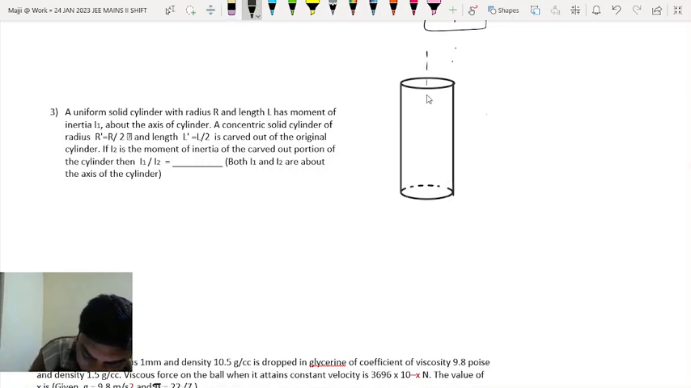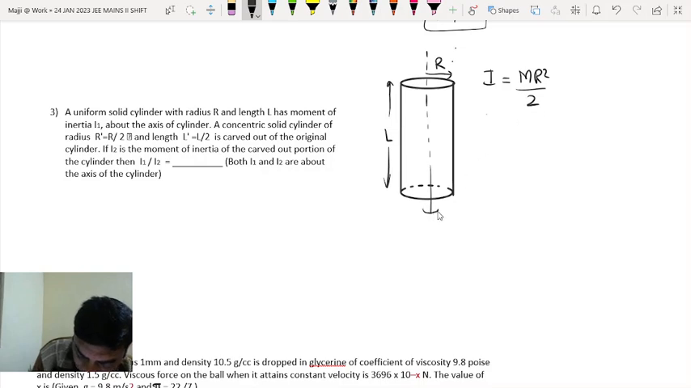So about this axis, in fact, it is independent of length. So moment of inertia is simply mr square by 2 about this axis.